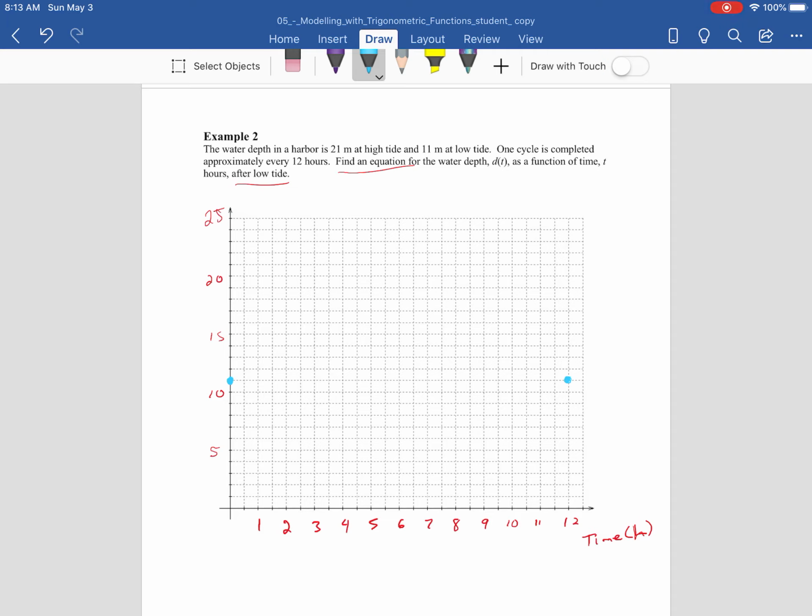And then I can go to the middle. That's where I go, is to the middle. So then at 6 hours, it's going to be at its high point. And that means at 3 hours, it's going to be in the middle. Halfway between 11 and 21 would be 16. So there, I've got that. And then at 9 hours, I got 16 as well.